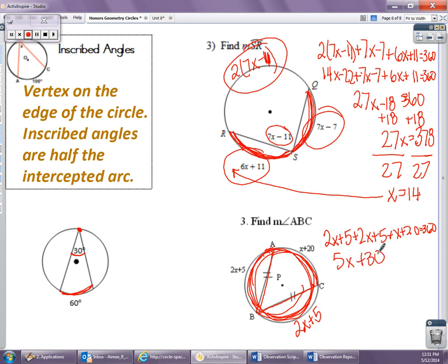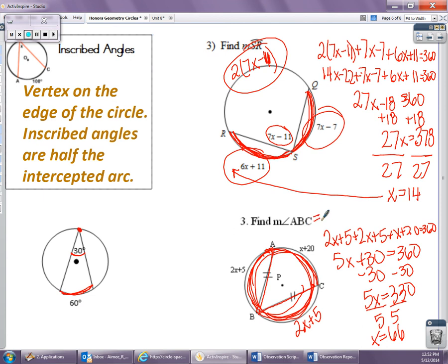You get 5x plus 30 equals 360. Subtract 30. 5x equals 330. Divide by 5, and x equals 66. Okay, now that's what x equals.